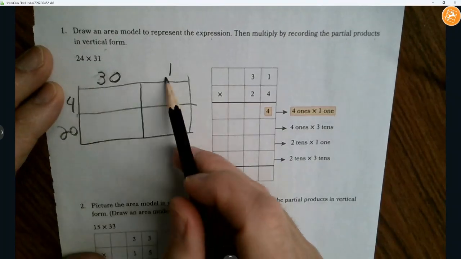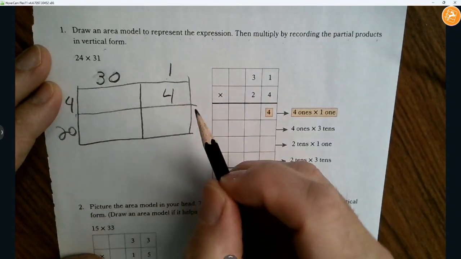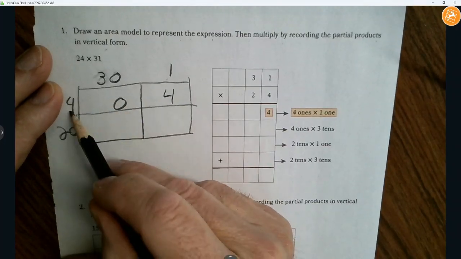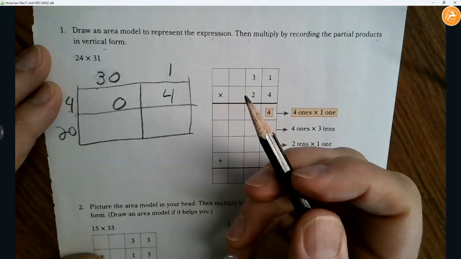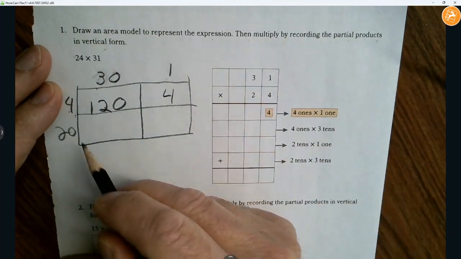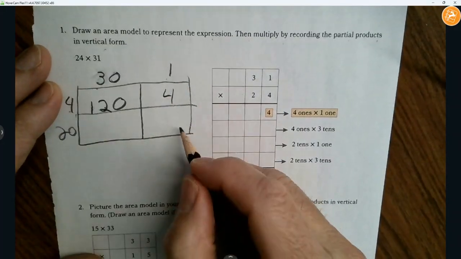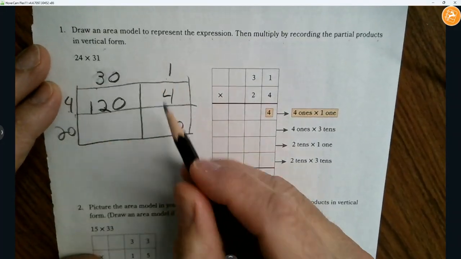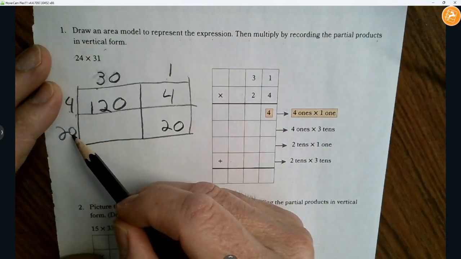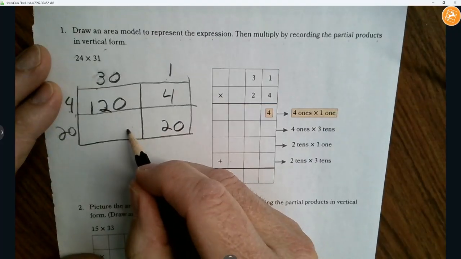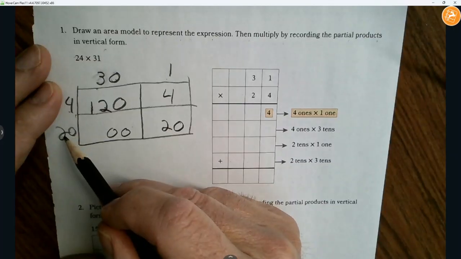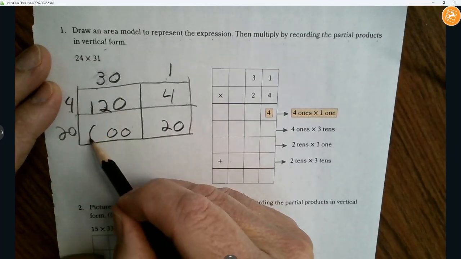So we're going to do 4 times 1. Put a 0 there. We only have 1 0. Now we're going to do 4 times 3. 4 times 3 is 12. Okay. 20 times 1, we have a 0. Put the 0. Now we have 2 times 1 is 2. And then we have a 0 and a 0 for 20 times 30. So we're going to go 0 and 0. And then we're going to say 2 times 3.